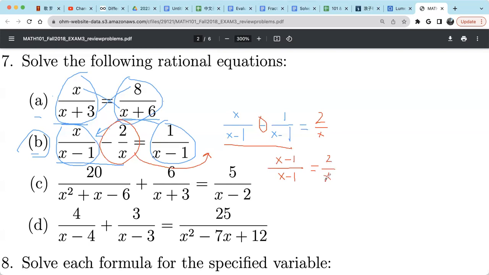So that means 1 equals 2 over x. Right, 1 is 1 over 1. I can cross multiply. When I cross multiply, 1 times x is x, 2 times 1 is 2. So x equals 2. I just have one solution for this one, x equals 2. If you multiply the least common denominator on both sides, which is x times x minus 1, in the end you'll get the same answer.